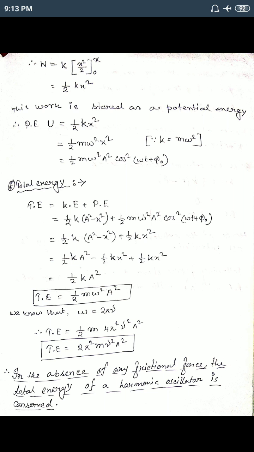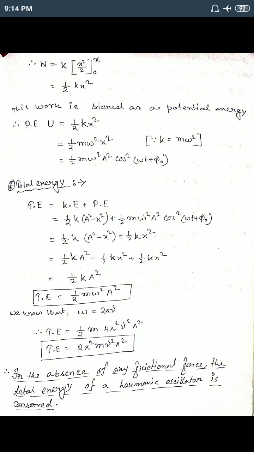Now after solving this, we get total energy equals half k a square. In place of k, you can write m omega square, so total energy equals half m omega square a square. This is one equation for total energy. Another equation: omega equals 2 pi nu. In place of omega, if you put it there, you get the total energy in terms of m, nu and amplitude a: 2 pi square m nu square a square.